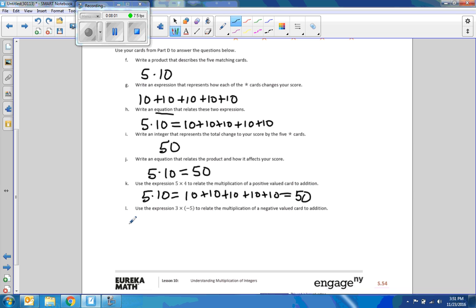Now it says use the expression 3 times a -5 to relate the multiplication. I'm sorry, I'm supposed to use 5 times 4 here. This is supposed to be times 4. So that means, I was right. Let's leave it 10. Sorry about that.